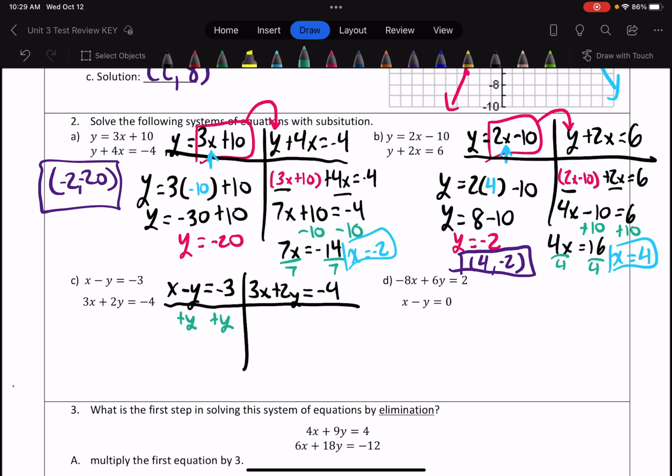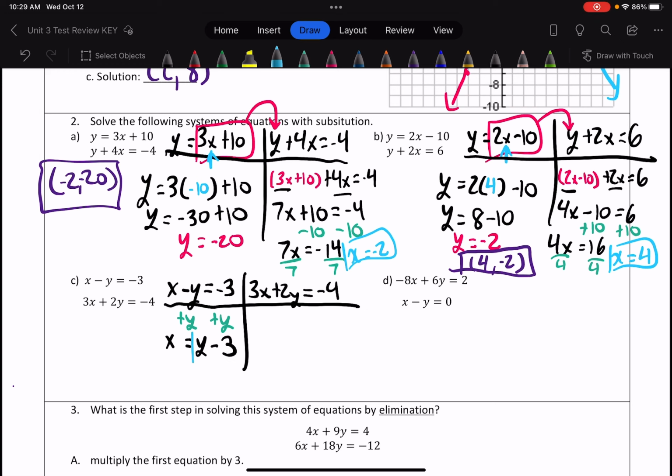Now, if I add y to both sides, that y cannot combine with a negative 3 on the right-hand side. That's a variable term and a constant term, so I'm just going to write them next to each other. So I've got x is equal to y minus 3.